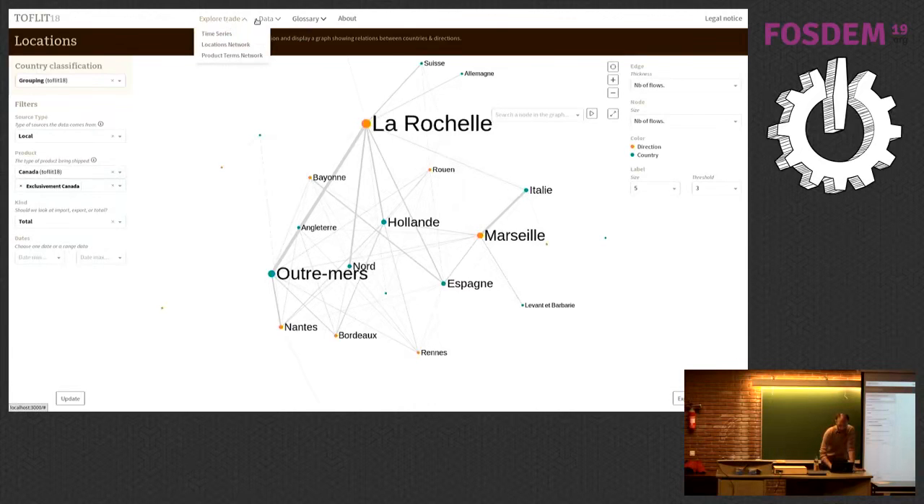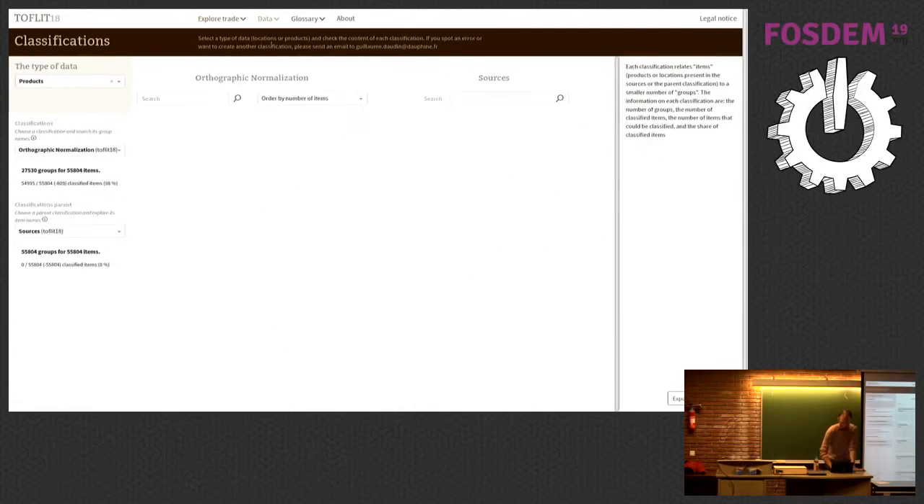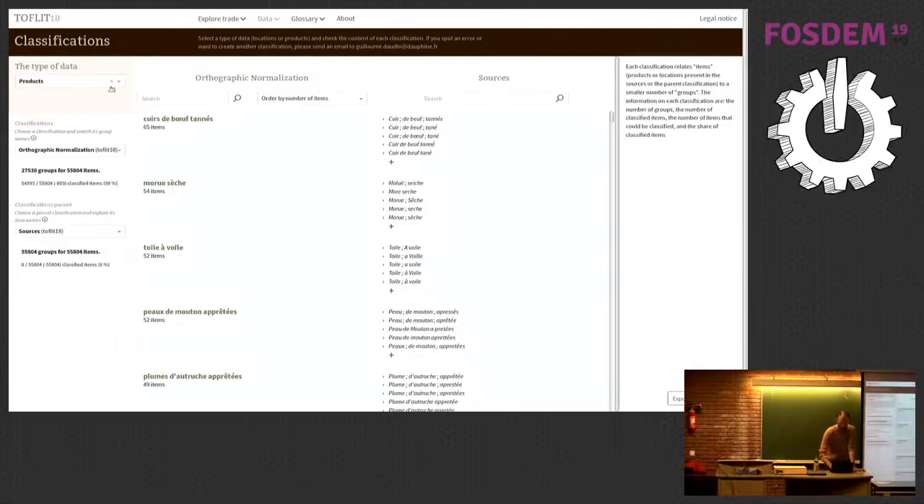So basically, let me just show you classification first. If you go into classification, you can choose products, and from there I'll start with orthographic normalization. Here you can see cuir de bœuf. You have different spellings, Maurice Séché, Maurice Sèche, okay? So these are the sources, and we aggregate them into one, like 65 different versions of cuir de bœuf tanné in sources that have been aggregated into one group in orthographic normalization.